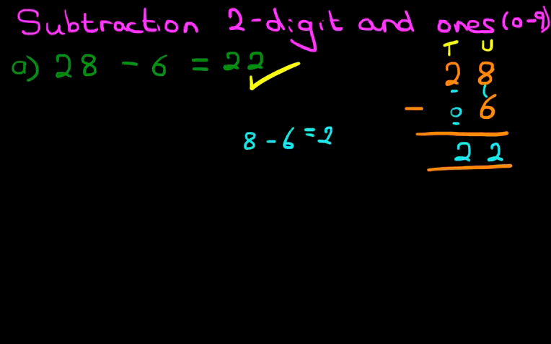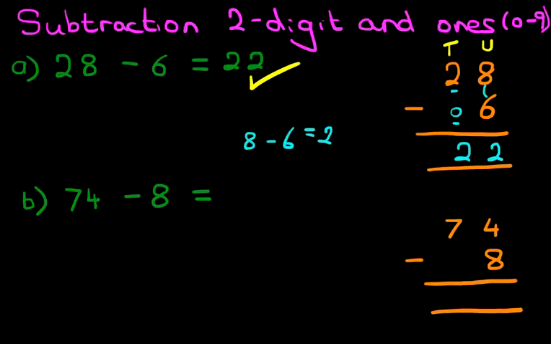Now let's look at a slightly more difficult example. A bit more tricky. What is 74 minus 8? Now this does look a bit more tricky. Again, the first step is let's write this down in the vertical format. So let's do that over here. We got 74 minus 8.